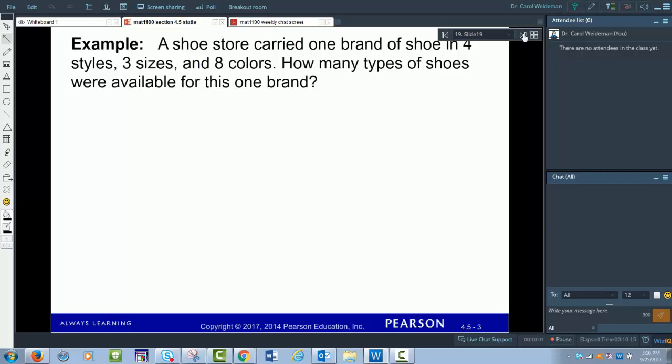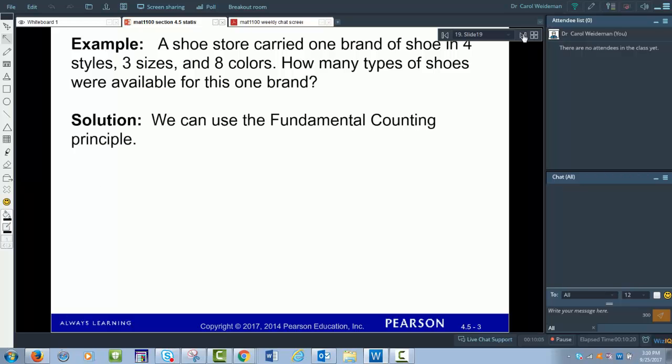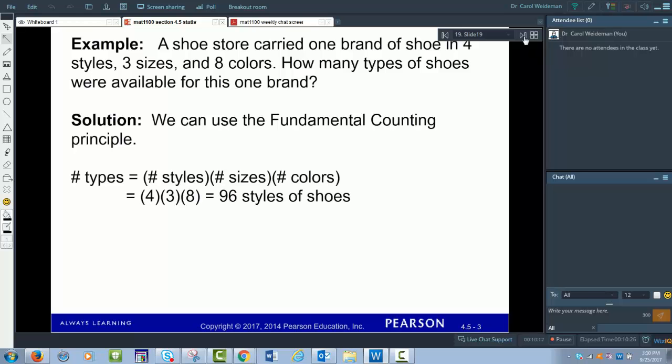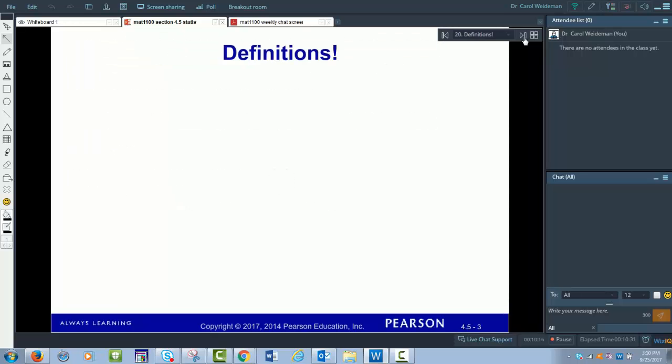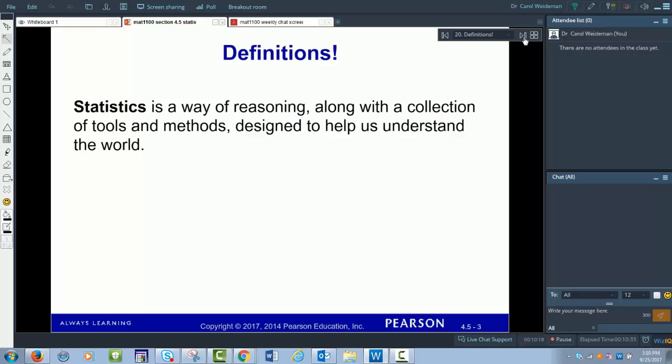A shoe store carries 1 brand of shoe in 4 styles, 3 sizes, and 8 colors. How many types of shoes are available for this one brand? Fundamental counting principle, so we're going to take the number of styles, 4, times the number of sizes, 3, times the number of colors, 8, and we get 96 styles of shoes.